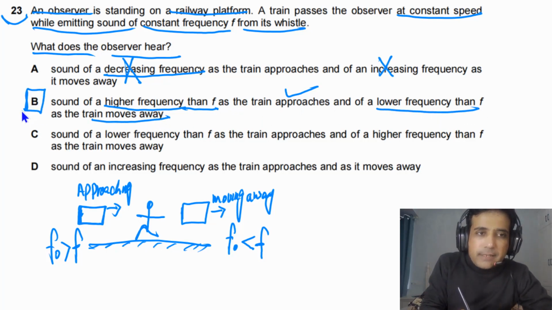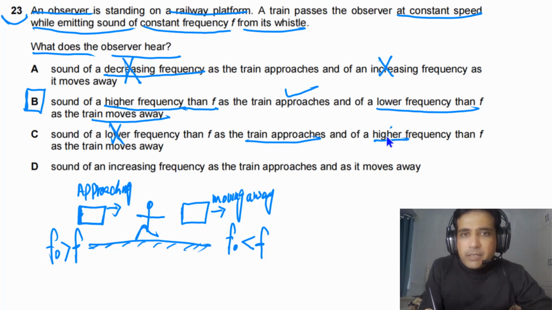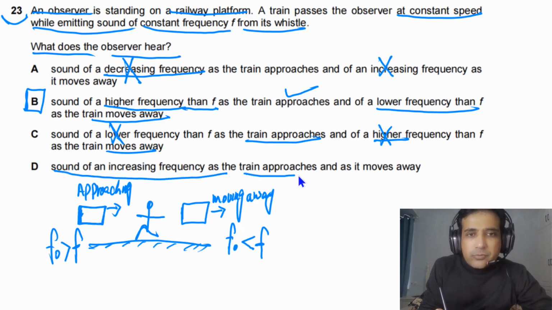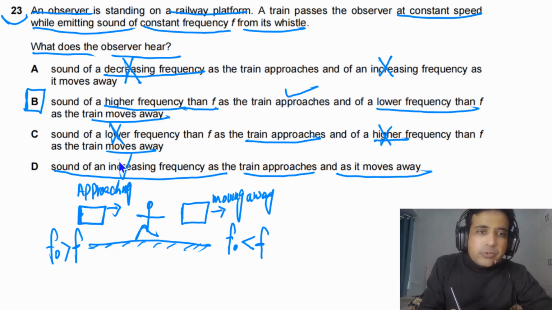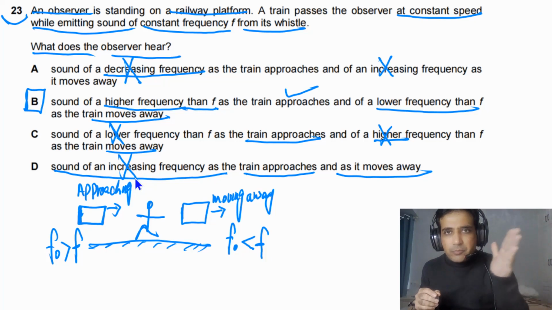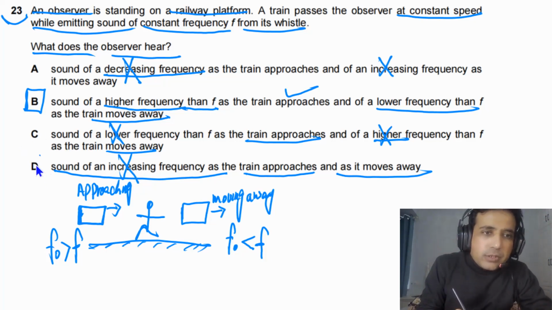If we go to C, sound of lower frequency than f as the train approaches, this is wrong. This has to be higher. It has to be lower when it moves away. Option D, sound of an increasing frequency as the train approaches and as it moves away. Increasing frequency will be constant but higher when the source is approaching, constant and lower when the source is moving away. So this is also wrong. So the answer for this question is B.